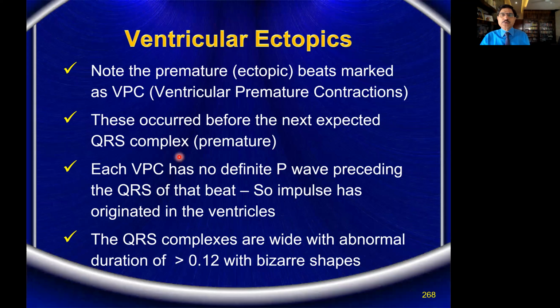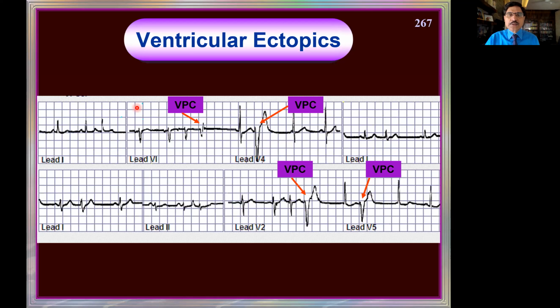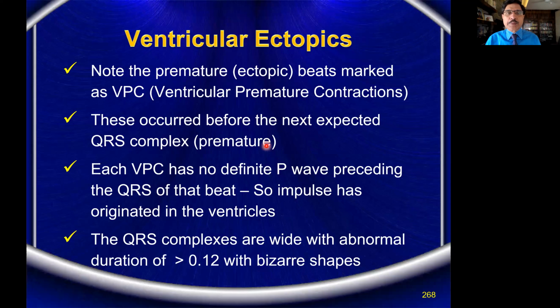Note the premature ectopic beats marked as VPCs. These occurred before the next expected QRS complex. So this is the QRS and the next expected is somewhere here, but this occurred prematurely. This is the expected distance. But here, the distance is 1, 2, 3, 4. This is 1, 2, 3, 4. It should have occurred here, but it started here itself, after two squares. So this is occurring much earlier than the expected QRS.